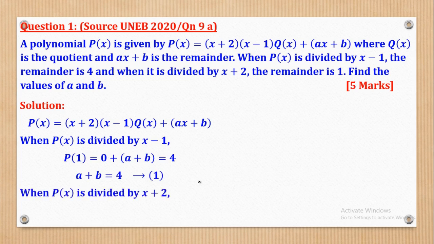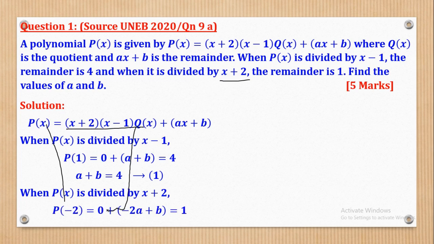What about when it is divided by x plus 2? It implies that x is equal to negative 2. So substitute negative 2 here. The whole of this will become 0. And here it becomes negative 2a. They told us that the remainder is 1. That is why you put 1 here. So we shall come up with equation 2.